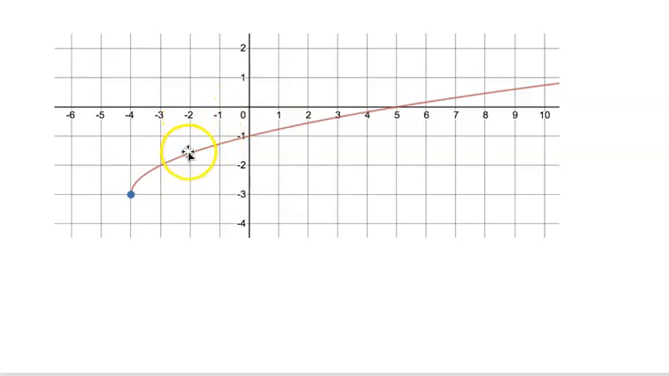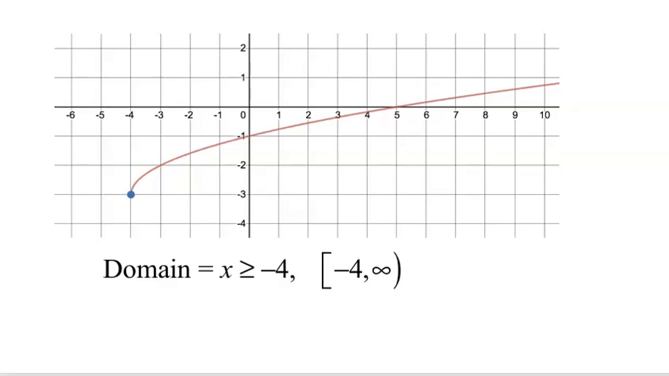X of -2 is on the graph. X of -3 is on the graph. X of -4 is on the graph, but x of -5 is not. There is no point when x is -5 that shows up on this graph. -5 is not in the domain. The lowest number that's in the domain is -4. So our domain are x values greater than or equal to -4. And we like to express domains in interval notation, so that's square bracket -4 to infinity.